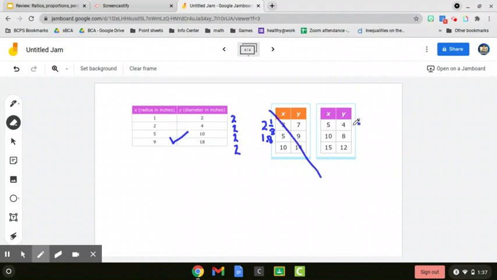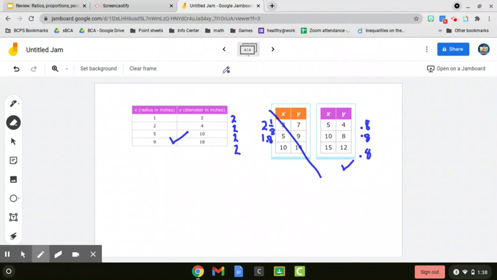Let's try this one. 4 divided by 5, that gets us 8/10. 8 divided by 10, that also gets us 8/10. And 12 divided by 15, look at that, 8/10. So it has the same constant for every line. It is a proportional relationship.